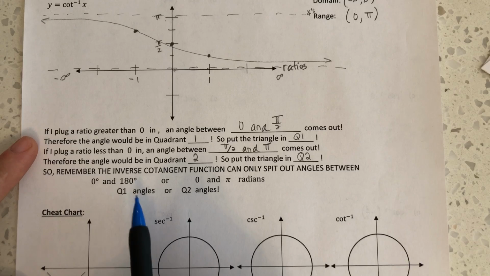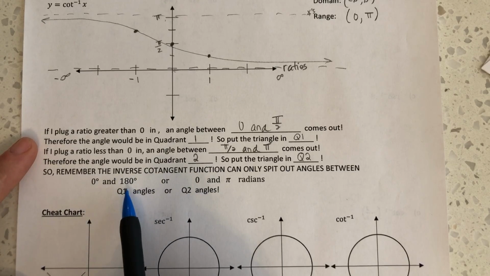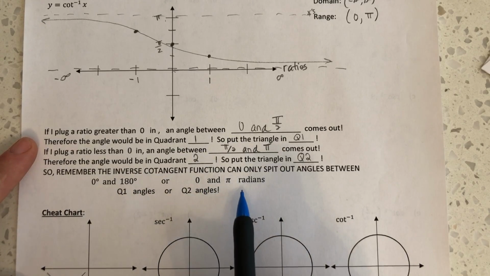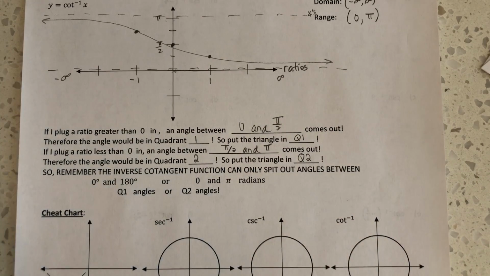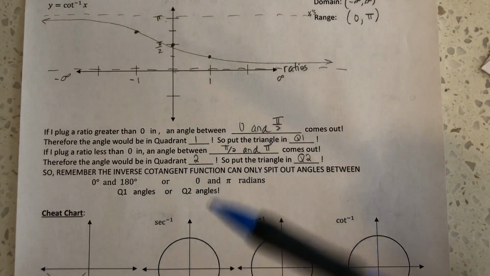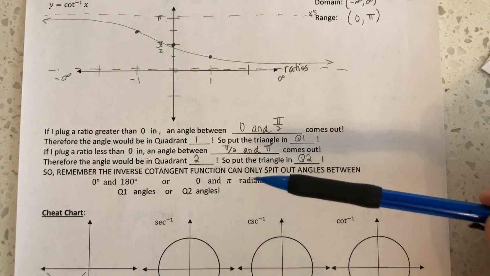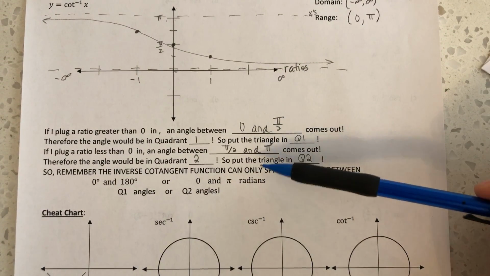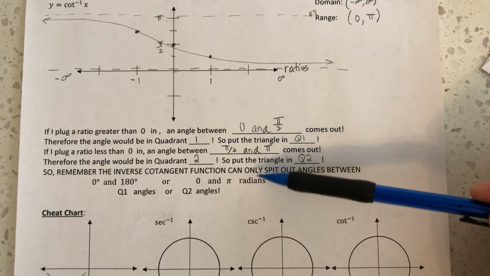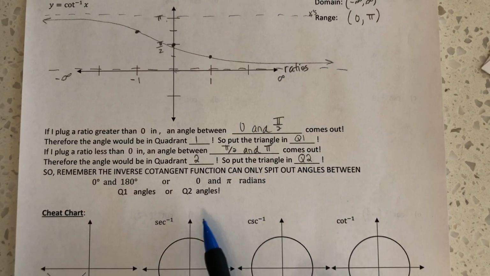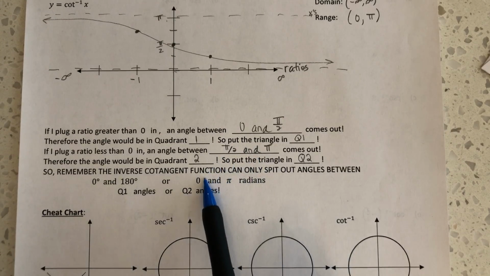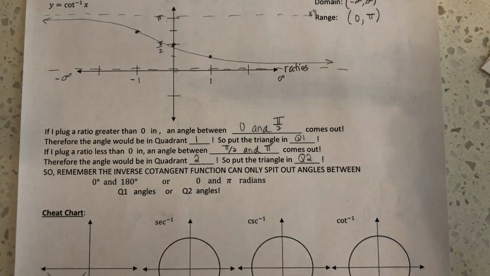He's only going to be capable of spitting out angles between 0 and 180 degrees, or 0 and pi radians, right? Quadrant 1 and quadrant 2 angles are the only angles that come out of the inverse cotangent, which is why he's different. Because if you remember, the tangent, which is his reciprocal trig function, the inverse tangent only spit out angles between quadrant 1 and quadrant 4. He spits out angles between quadrant 1 and quadrant 2. So they're reciprocals, but their inverses don't behave like one another. They spit out different angles, all right?